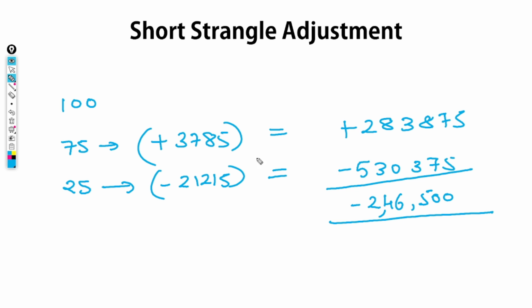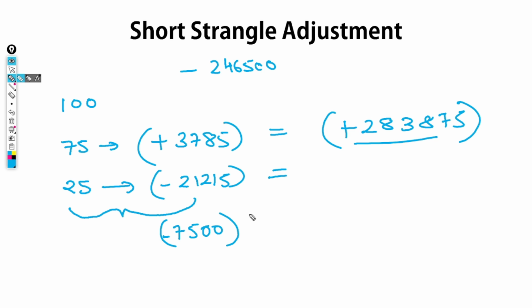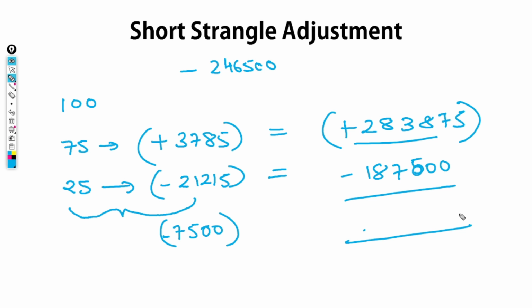So why do we have to adjust, or what is the rationale behind adjusting? The rationale is whenever you are losing this 25% of the times, imagine instead of losing 21,215, you just end up losing around 7,500 rupees. So now what is going to happen? If I can restrict my max loss to 7,500, then I am going to lose a net of only 1,87,500.